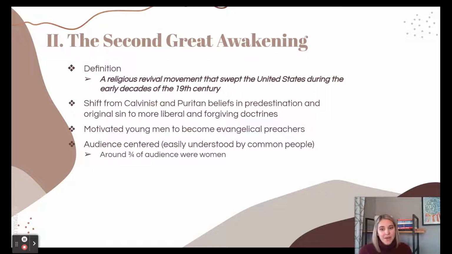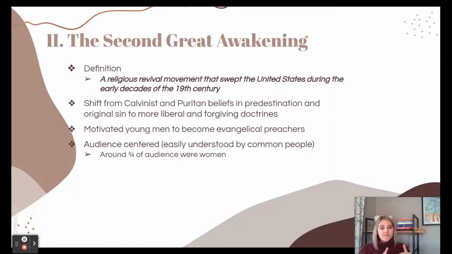So, what is the Second Great Awakening? Well, it's a religious revival movement that swept the United States during the early decades of the 19th century, also known as the antebellum period. What we see happening in this Second Great Awakening is a shift from a Puritan Calvinist perspective, which believed in ideas of predestination, that some are predestined to go to heaven and some, therefore, are not, and ideas of original sin. So these can be somewhat negative perspectives, especially for people who aren't ingrained in religious tradition.